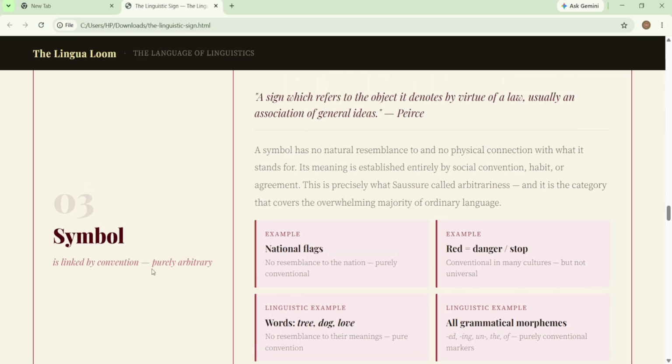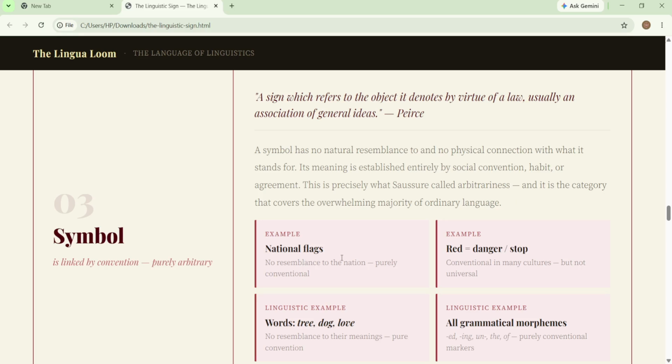A symbol is linked by convention, purely arbitrary. The sign refers to the object it denotes by virtue of a law, usually an association of general ideas. The symbol has no natural resemblance to or physical connection to what it stands for. It is established by social conventions, habits, or agreement. So this is what Saussure called arbitrariness.